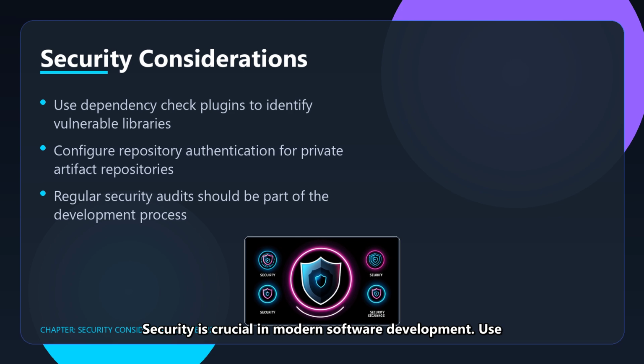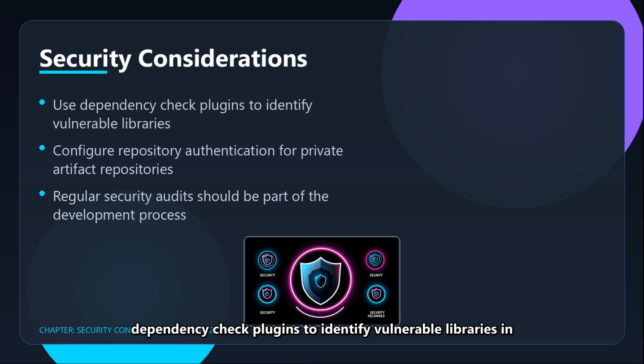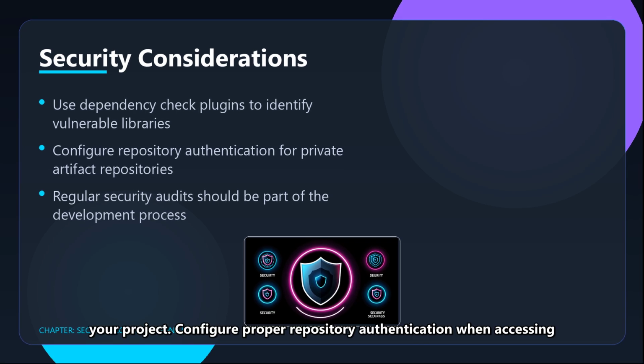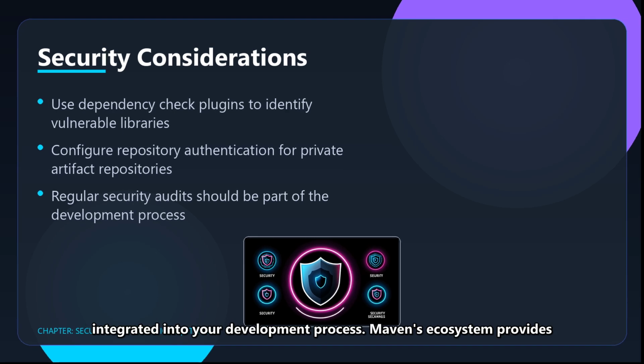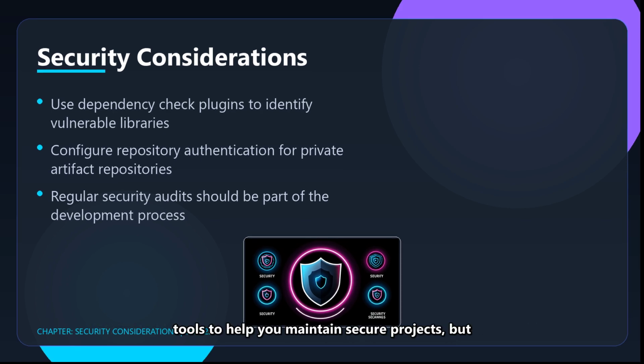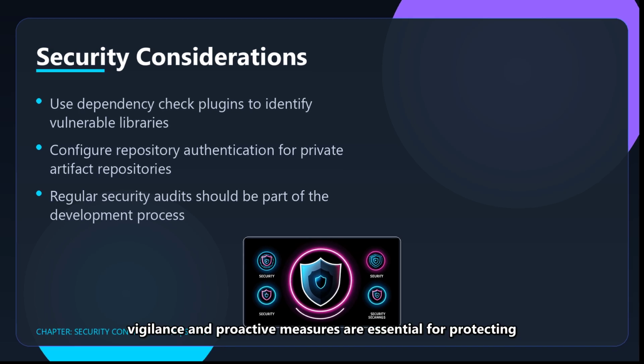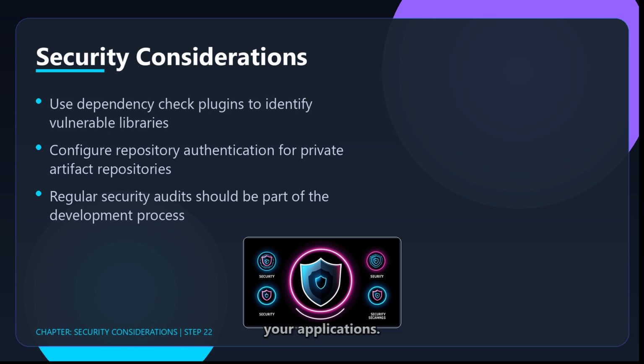Security is crucial in modern software development. Use dependency check plugins to identify vulnerable libraries in your project. Configure proper repository authentication when accessing private artifact repositories. Regular security audits should be integrated into your development process. Maven's ecosystem provides tools to help you maintain secure projects, but vigilance and proactive measures are essential for protecting your applications.